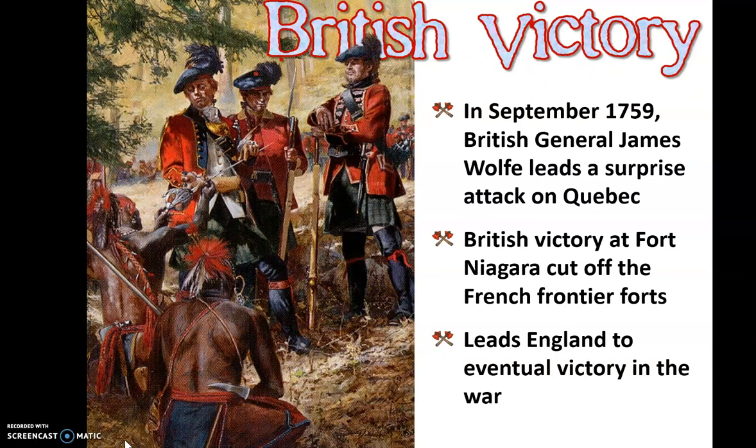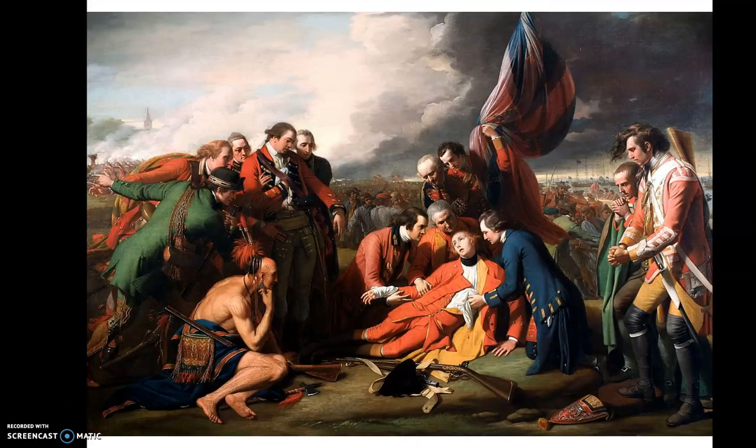So when all of these things are implemented, they are able to see several victories. In September of 1759, with British General James Wolfe, they lead a surprise attack on Quebec, which is in Canada, and they find success, which is a major win for them in Canada. The British also find victory at Fort Niagara and cut off the French frontier forts, which ultimately sees England winning the entirety of the war. Even though they saw some unsuccessful battles at the beginning, it ends in much success. This painting is a representation of James Wolfe dying, and this is during the surprise attack battle on Quebec.